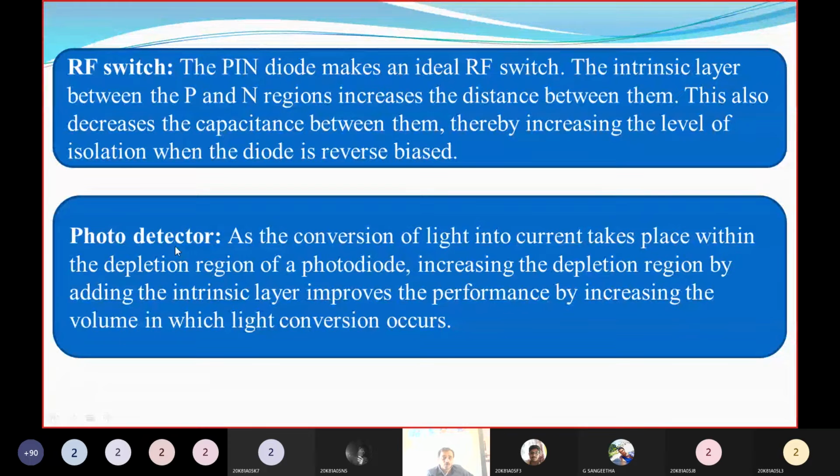Okay, now, photodetector. This is already a well established application of the PIN diode. The conversion of light into current takes place within the depletion region of a photodiode. Increasing the depletion region by adding the intrinsic layer improves performance by increasing the volume in which the light conversion occurs. So if you increase the width of the depletion layer, we can increase the photodetector capacity. If you increase the width of the intrinsic region, the width of the depletion layer automatically increases. That's why we can change the range of the photodetection.